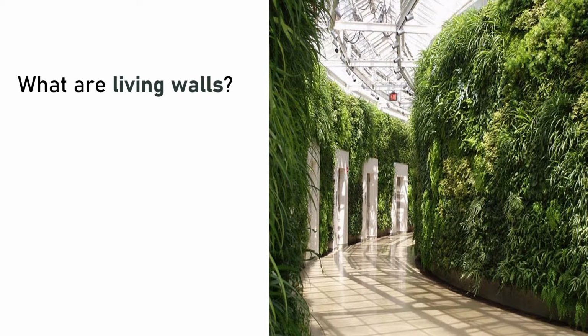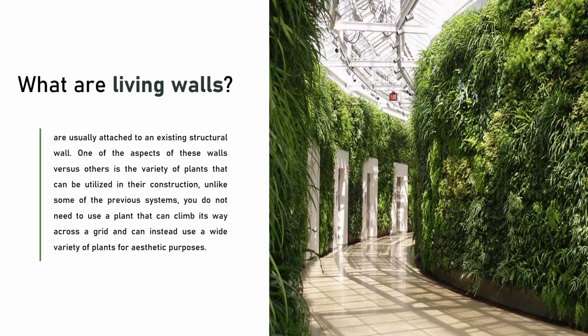Okay, so now we move on to another type of green wall system, which is the living wall. So what are living walls? So living walls are usually attached to an existing structural wall. One of the aspects of these walls versus others is the variety of plants that can be utilized in their construction. Unlike some of the previous systems that were discussed earlier, you do not need to use a plant that can climb its way across a grid and can instead use a wide variety of plants for aesthetic purposes.